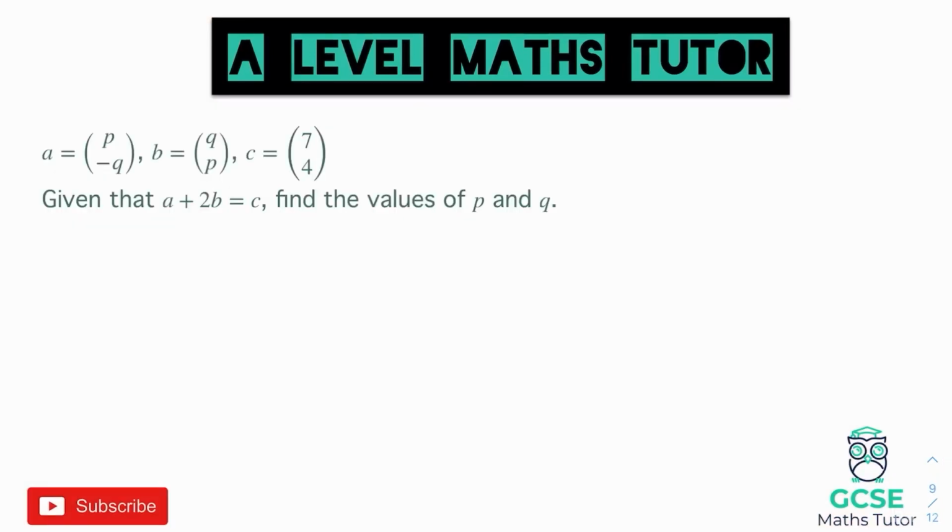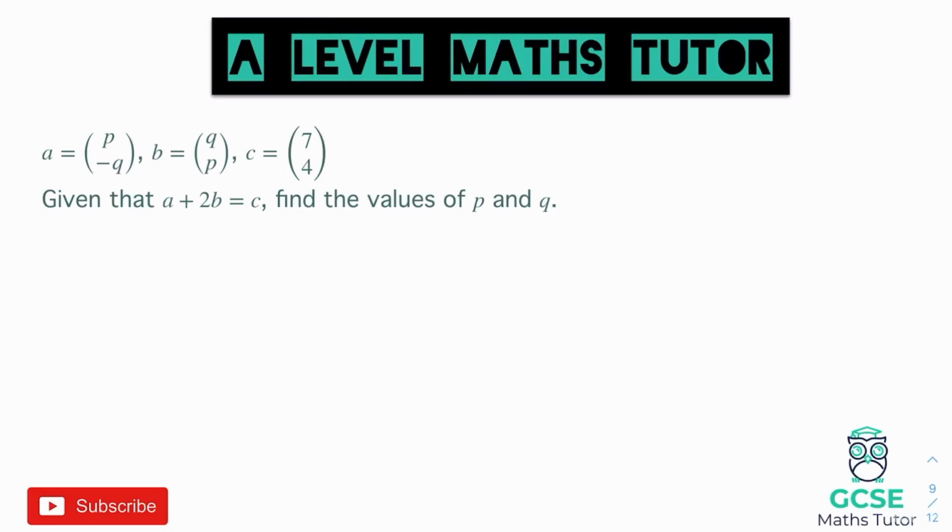Okay, so on to some of our final questions. We've got this one and one more to have a look at and then we're done. So this one says we've got 3 vectors. We've got a, which is p over minus q. We've got b, which is q over p, and c is 7 over 4. Given that a plus 2b is equal to c, find the values of p and q.